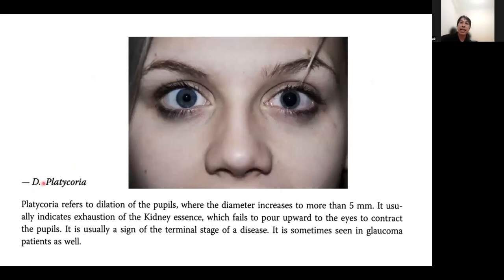Letter D, platycoria. As you can see in the picture, platycoria refers to dilation of pupils, where the diameter increases to more than 5 millimeters. It usually indicates exhaustion of the kidney essence, which fails to pour upward to the eyes to contract the pupils. It is usually a sign of the terminal stage of disease. It is sometimes seen in glaucoma patients as well.